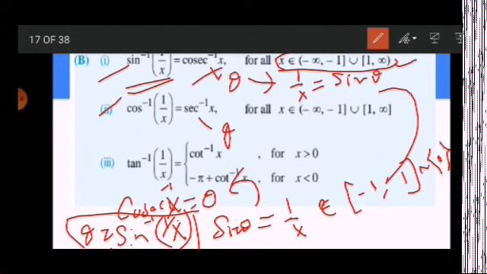So the first and second you can prove very easily. Now the problem arises for the third one, tan inverse 1 by x. You have to show it equals cot inverse x for x positive, and for x negative, which means two cases arise. So case 1, one by one we will discuss in detail.